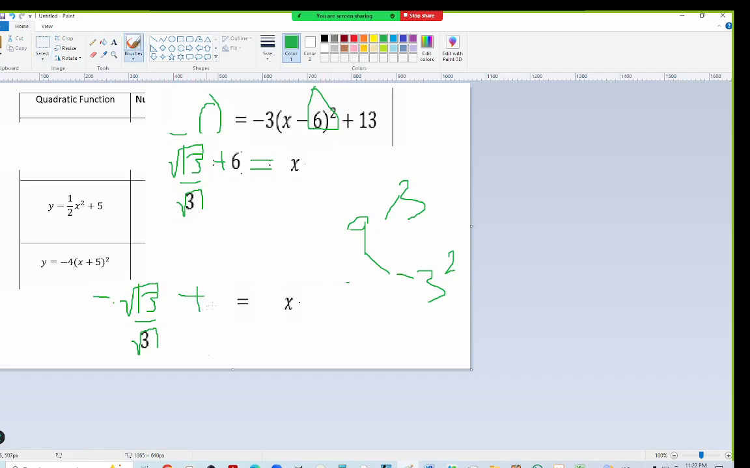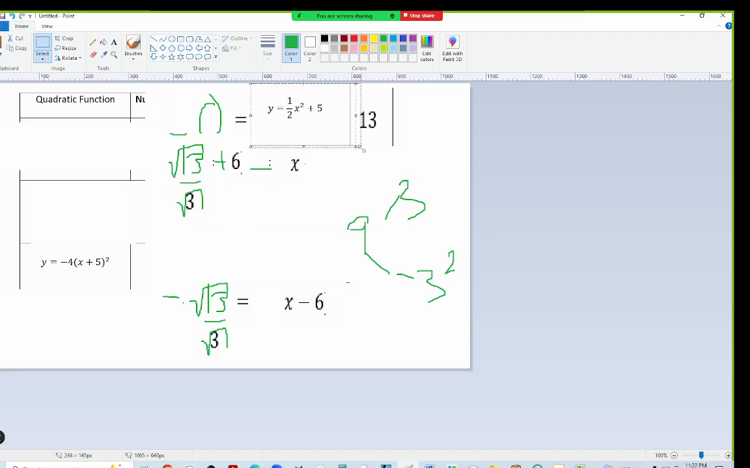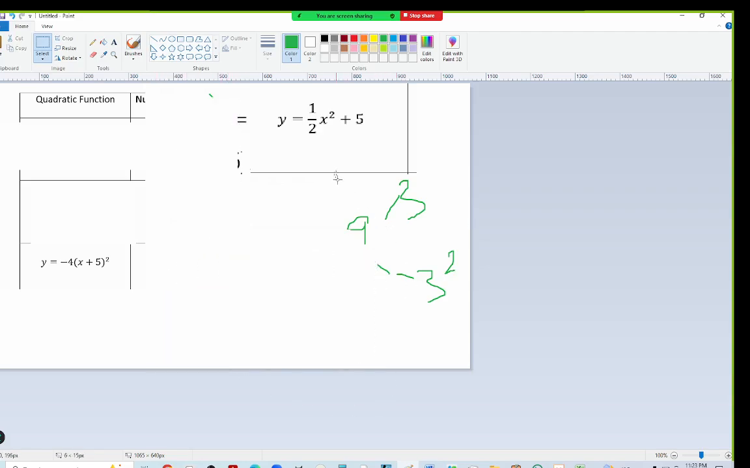So how many x-intercepts does it have? 2. Yeah, weird ones, but there they are. Okay, same technique with this one. Y is 0. Walk me through it. Make no mistakes, or I'll take a mark off.